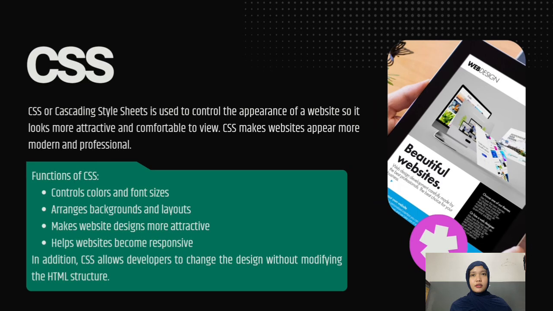Okay, next is CSS, or Cascading Style Sheets. It is used to control the appearance of a website so it looks more attractive and comfortable to view. CSS makes websites appear more modern and professional. And then functions of CSS: number one, controls color and font size, and number two, arranges backgrounds and layout. Number three, makes website design more attractive, and the last one, helps websites become responsive. In addition, CSS allows developers to change the design without modifying the HTML structure.